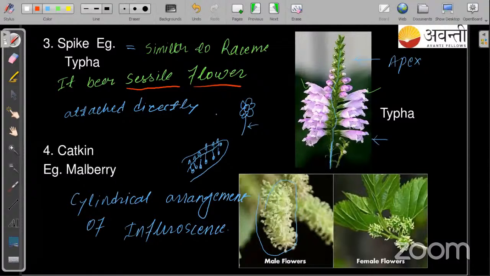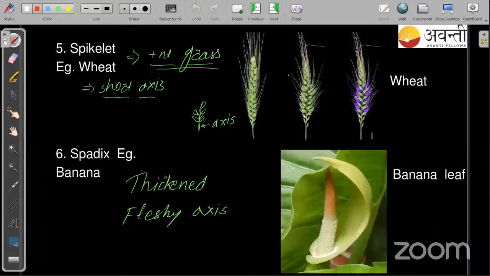Next we discuss the catkin. What is meant by catkin? Catkin is a cylindrical arrangement of flowers. You can see the mulberry flower. In the mulberry flower there is a cylindrical arrangement, which we can see in the inflorescence. Next we discuss spikelets. These spikelets are present in grass and they have a short axis. Short axis means the spikelet has short parts. That is a short axis.